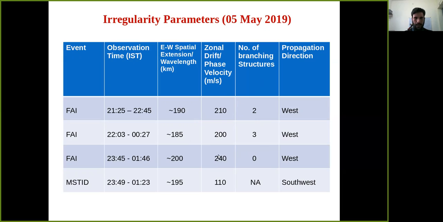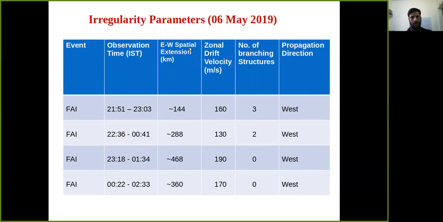The structures without branchings move with a greater drift velocity as compared to the ones which have branchings, but all these field aligned irregularities are moving towards the west. There is an MSTID which moves towards southwest, and its horizontal phase velocity is 110 meters per second.